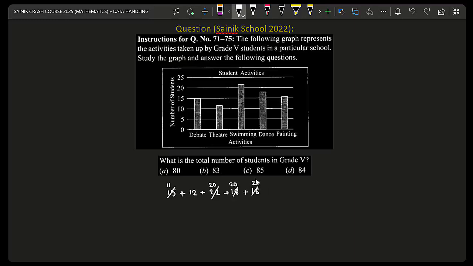Yes, sir. So add now. Sir, 83. Yes, 83. Which option? Sir, option B. Yes, it is B. Sir, do we take this as approximate? This is approximation only, not exact. If 21 to 24 lines were shown on the vertical axis between 20 and 25, we could take the exact value, but this question is about approximation.